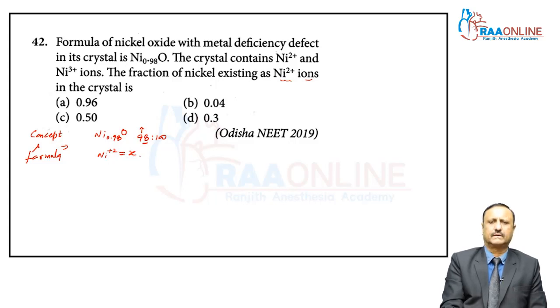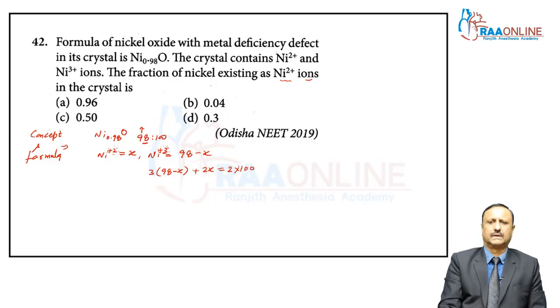Now, we can see here Ni plus 3 ions equal 98 total minus X, then you can get the nickel plus 3 ions. Now, in Ni plus 3 ions, my dear students, this is the charge, plus 3 charge is also present, so 3 into 98 minus X plus 2X. Here plus 2 charge is present on nickel, 2X, that equals 2 into 100.